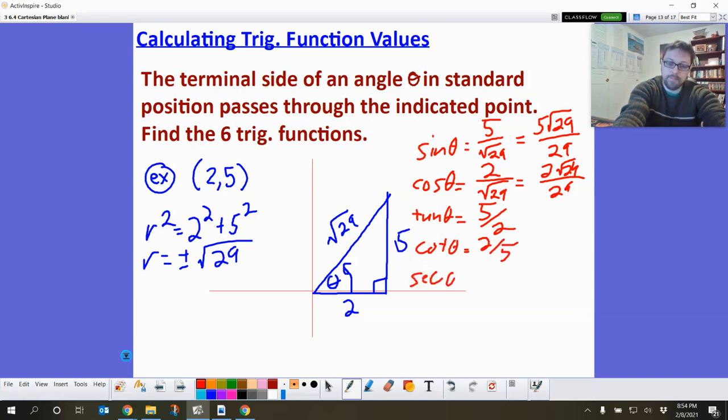Secant. I need to flip cosine upside down. Now I could do this one, but there's a lot of stuff going on with that one. And if I flip it, I'm going to end up with a square root in the denominator, and I got to get it out again. I don't want to do that. So instead, let's use this one and flip that. That'll get us just square root of 29 over 2. Oh, neat. I don't have to do any simplification then. Last one is cosecant of theta, which is the square root of 29 over 5. Done. All 6.